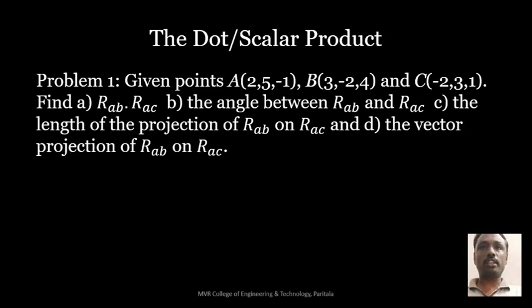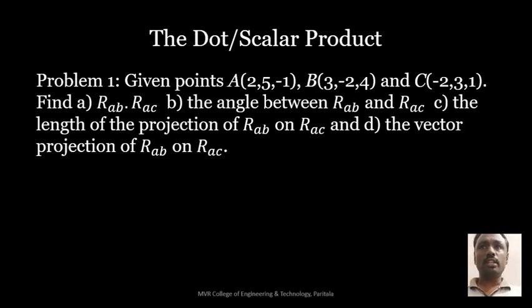This is the application we already saw. The vector component can also be called the length of projection. So what we have to do here is identify the unit vector in the direction of RAC. That will come as RAC divided by the modulus of RAC, the magnitude of RAC, so that we get the unit vector in the direction of RAC. After that, we multiply that unit vector with RAB by using the dot product, so that we get the length of projection, which can also be called the vector component.